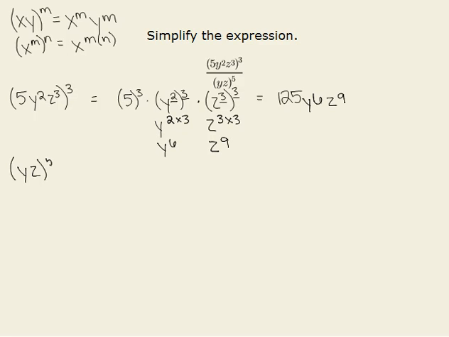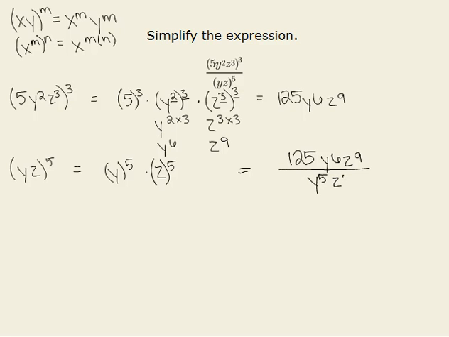So we'll use the power of a product rule to turn this into y to the fifth times z to the fifth. And that can be simplified no further. So our expression then becomes 125 y to the sixth z to the ninth over y to the fifth z to the fifth.